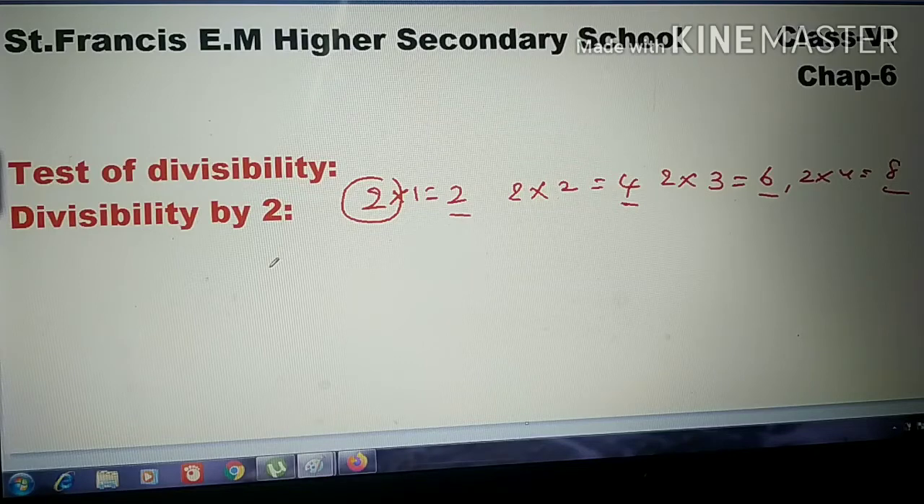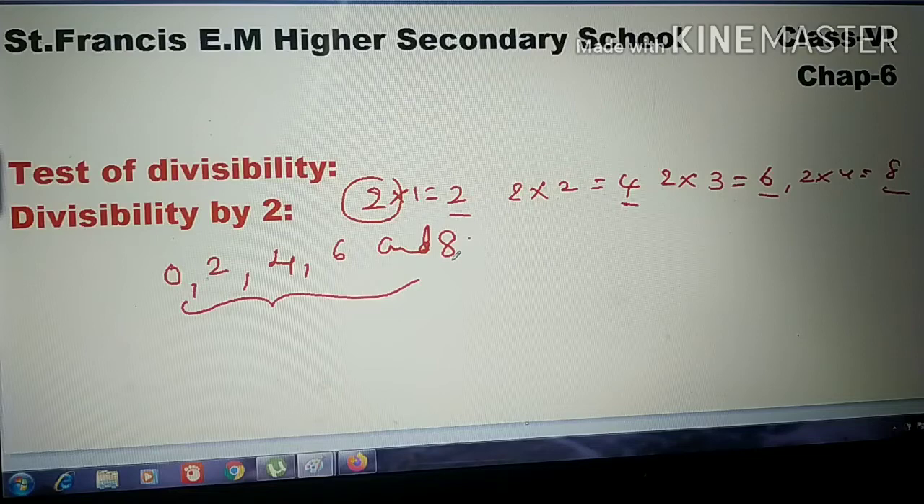So from this what we can say, all the numbers which are exactly divisible by 2 will have in the unit digit 0, 2, 4, 6 and 8 only. Only numbers with these as the unit digit will be divisible by 2.